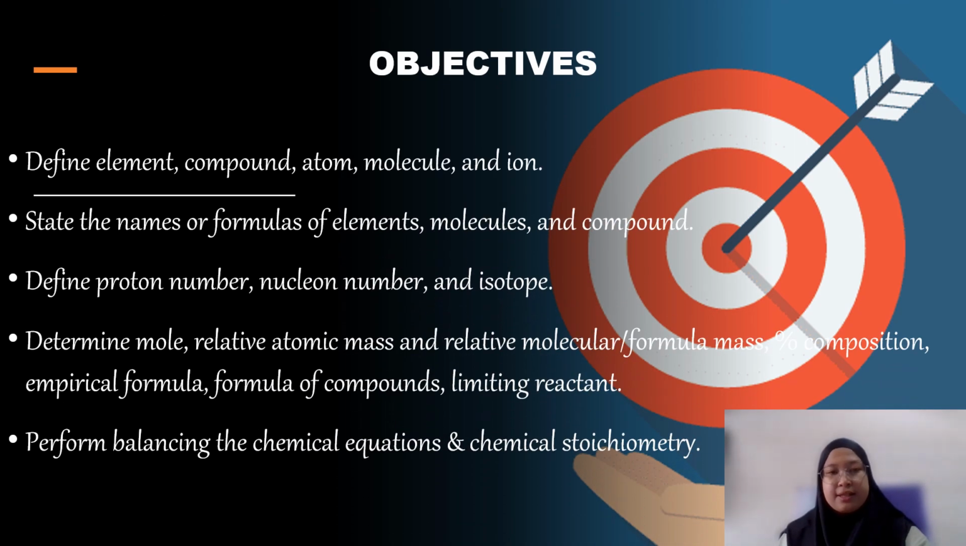Everything that we learn must have an objective. At the end of this lesson, we can define element, compound, atom, molecule and ion. State the names and formulas of element, molecule and compound. Lastly, define proton number, nucleon number and isotope.